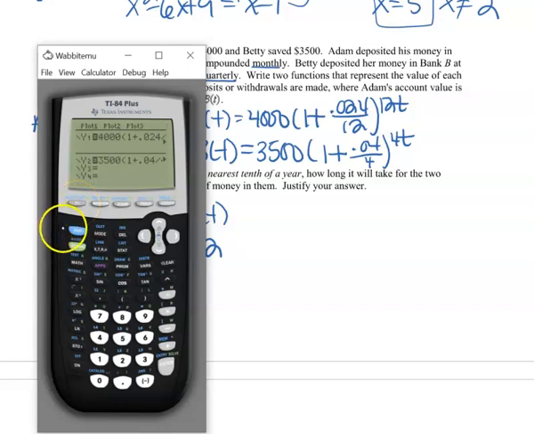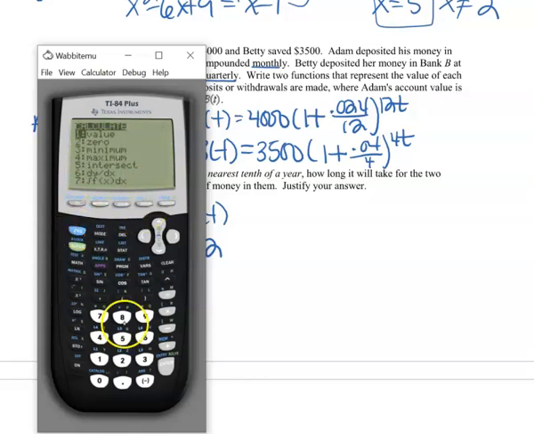And a standard window is not going to be good for this, but what I can tell you is I know my initial value is at like 4,000. So, and I know it's going up. So I chose for my window a Y max of 10,000 and it seemed to work pretty well for me. So from there, there's my 2 functions.